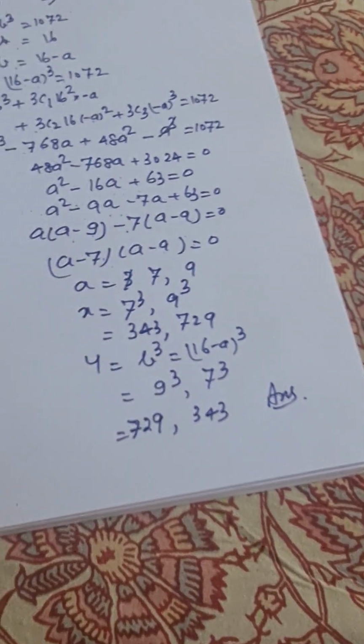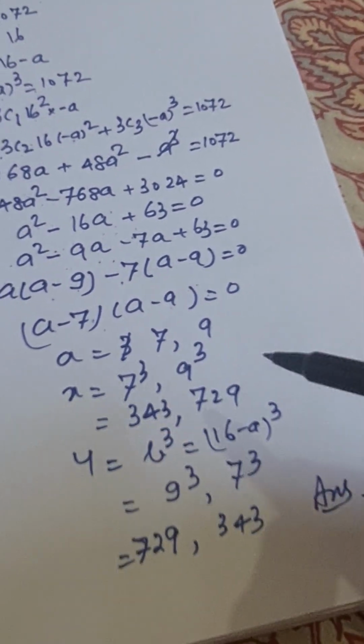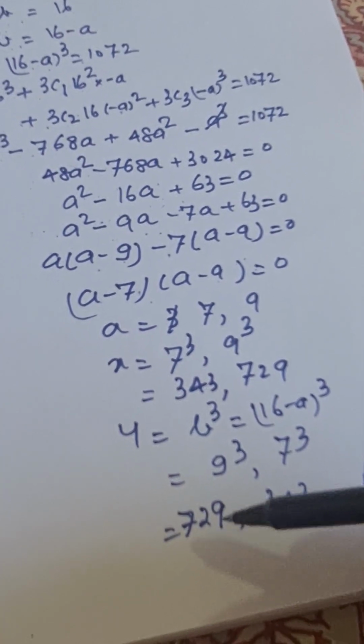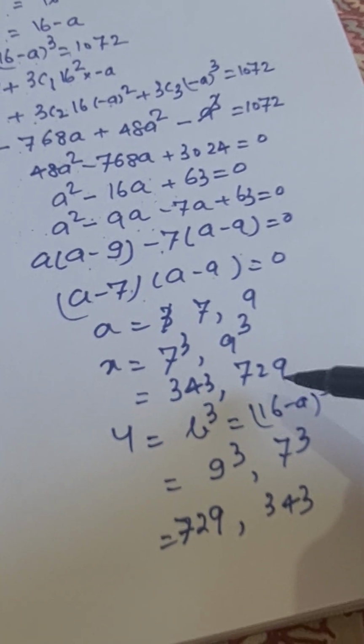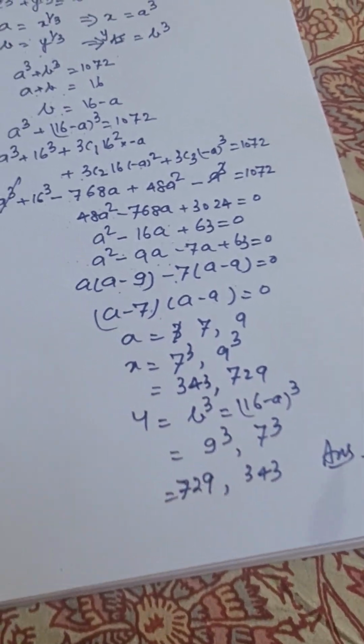So dear friend, this is how we can solve this problem. x is 343 and corresponding y is 729, and x is 729 and corresponding y is 343. So dear friend, this is how we can solve this problem.